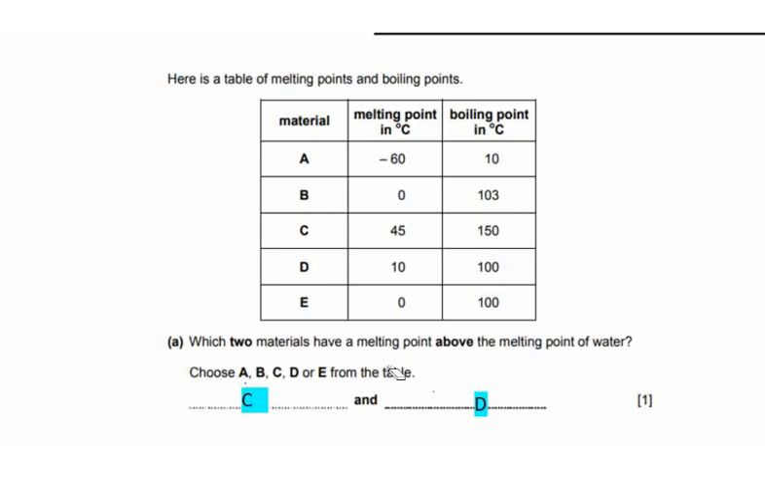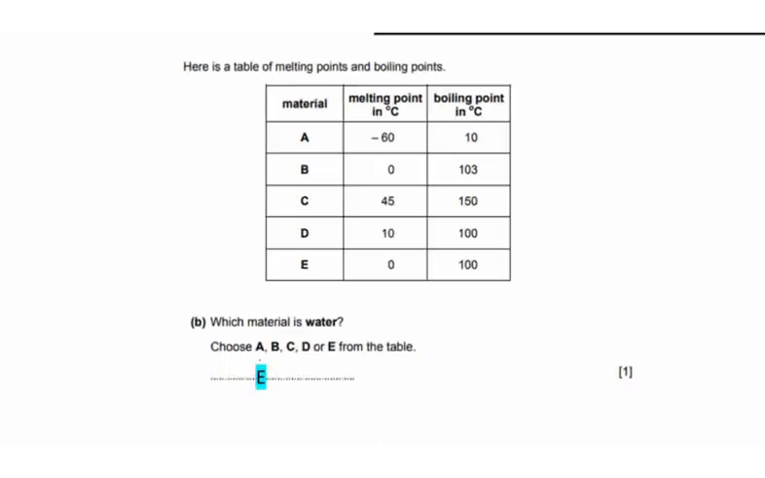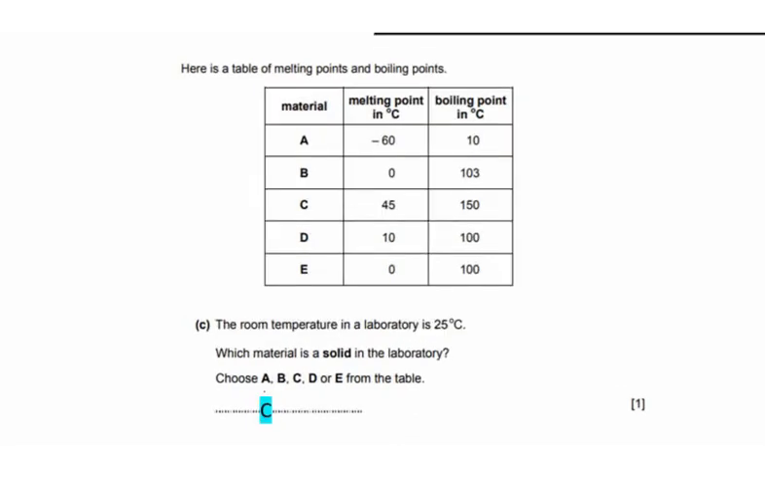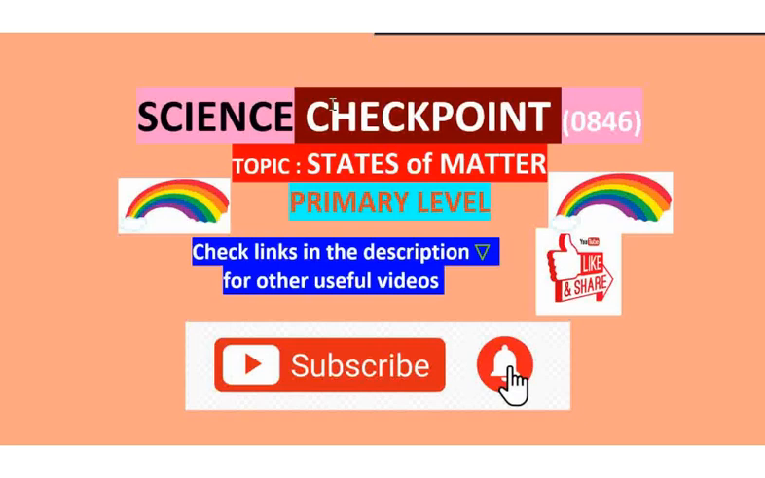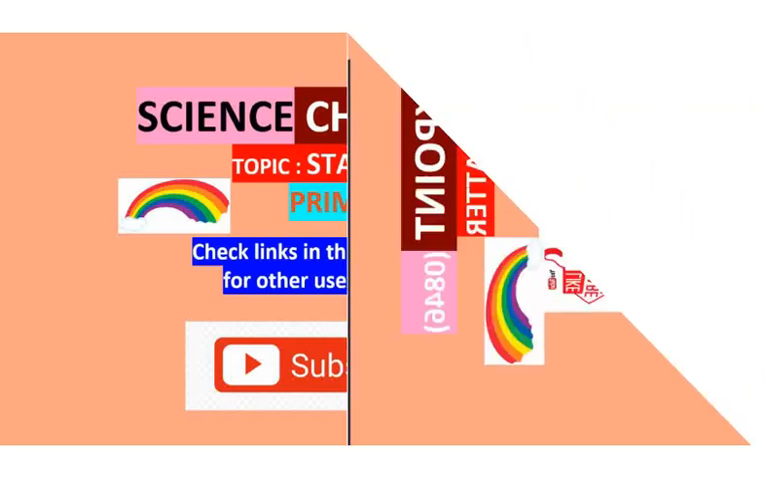This is the mark scheme for question number 5A, 5B, 5C, 5D. So today we have discussed science checkpoint, primary level, topic-wise states of matter.